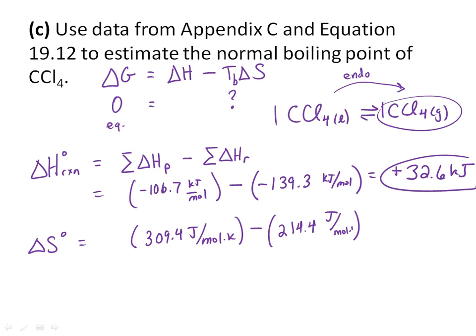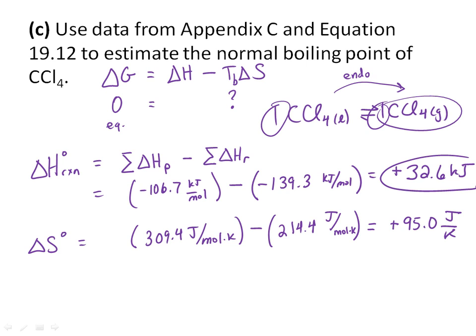So entropies are always positive numbers. And when we do that, we get positive 95.0 joules per Kelvin. Now, this was assuming 1 mole and 1 mole. So if you notice, I've removed the mole from the unit. So now we have our delta H and we have our delta S.